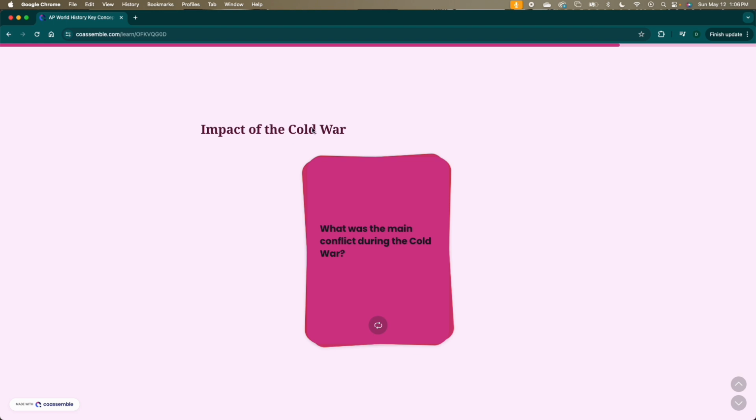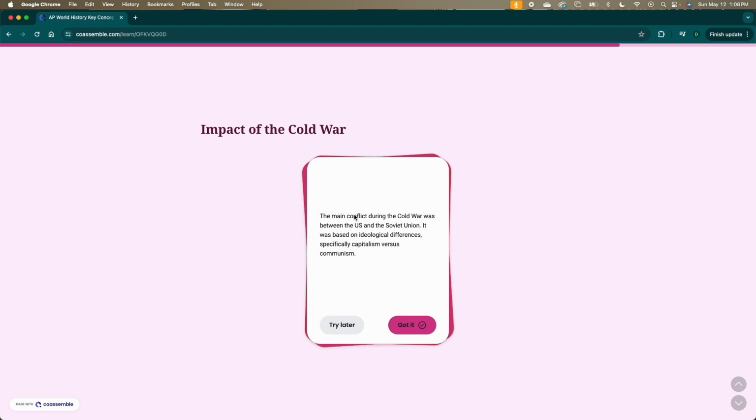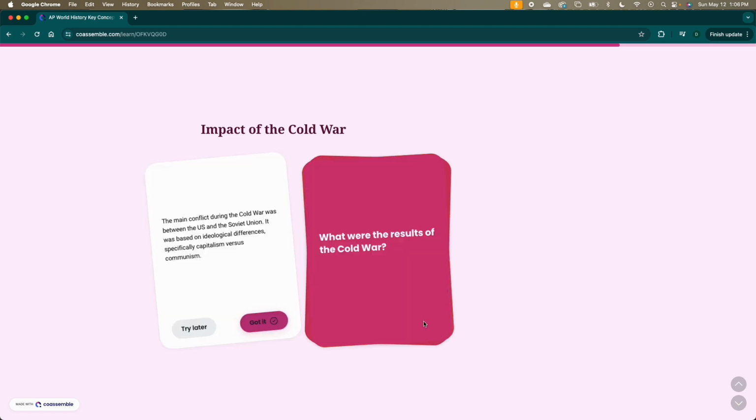So now let's look at the impact of the Cold War, which I believe is our final topic today. What was the main conflict during the Cold War? The main conflict during the Cold War was between the US and Soviet Union. It was based on ideological differences, specifically capitalism versus communism.